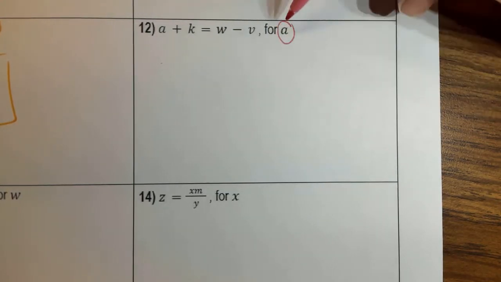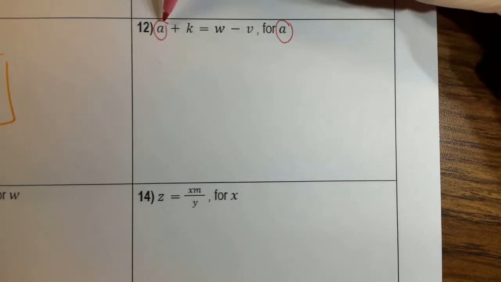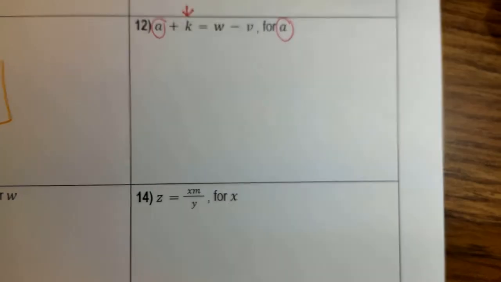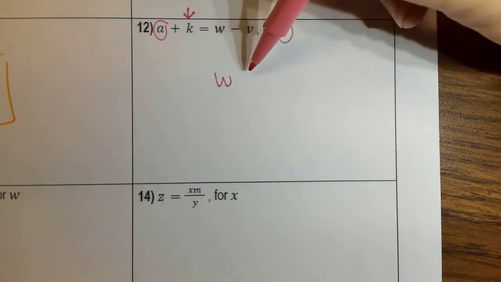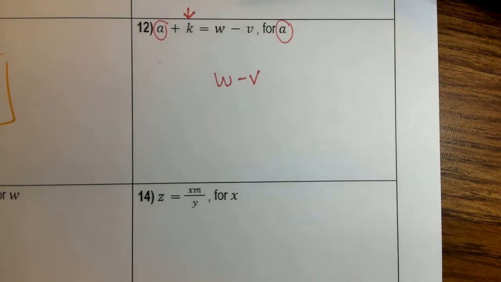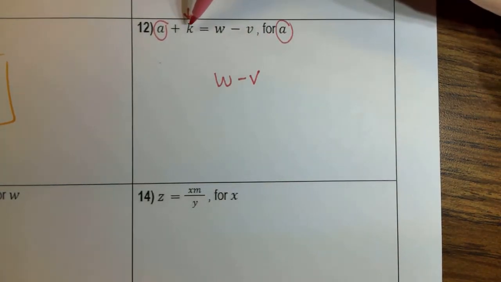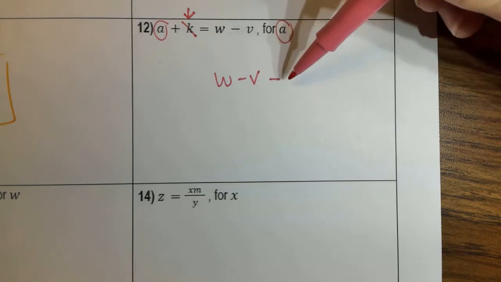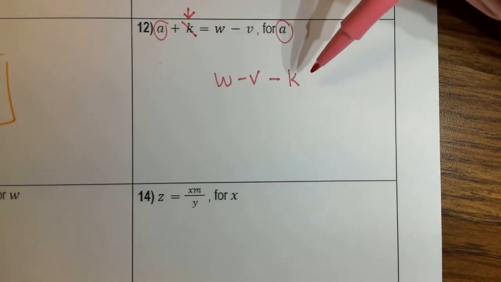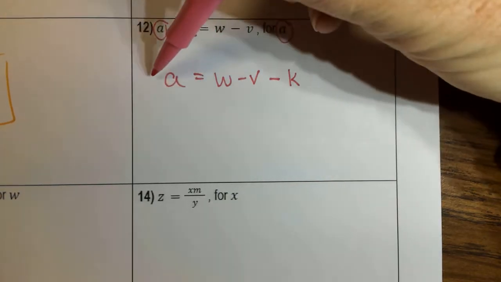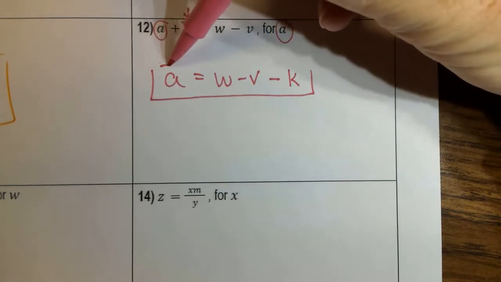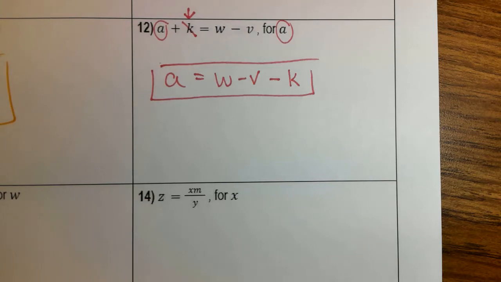All right, 12. I want A. Here's A. So if I look, I only have to get rid of K. So I'm going to start with the other side. I have W minus V. And instead of plus K, to move it, I'm going to do minus K. And I just tack it on to the end. I have nothing else, so that is my answer. And I'm done.